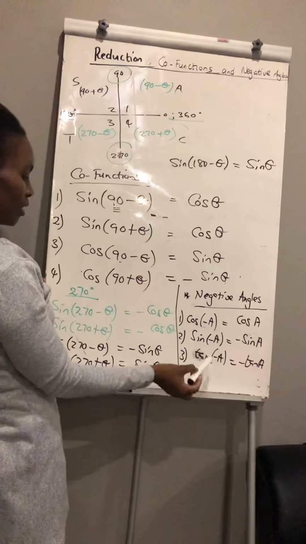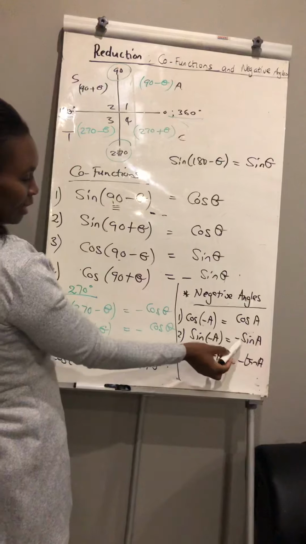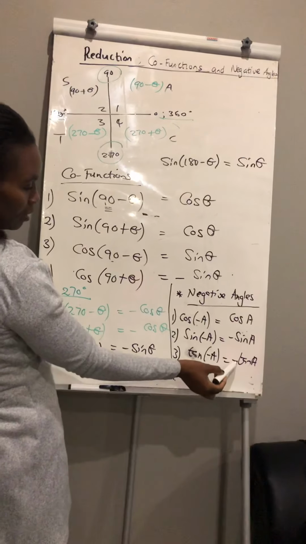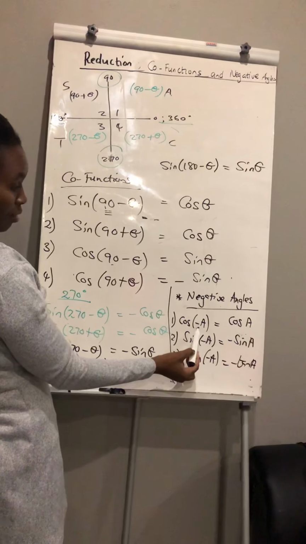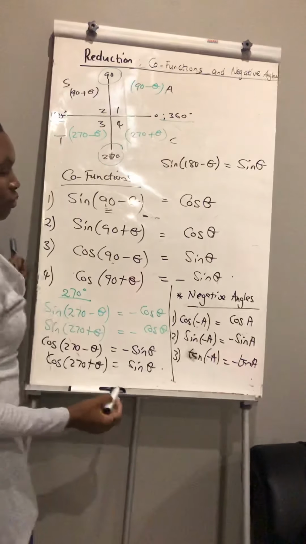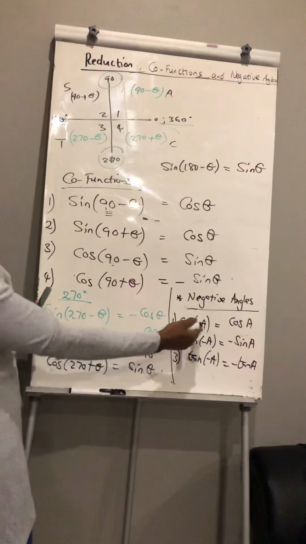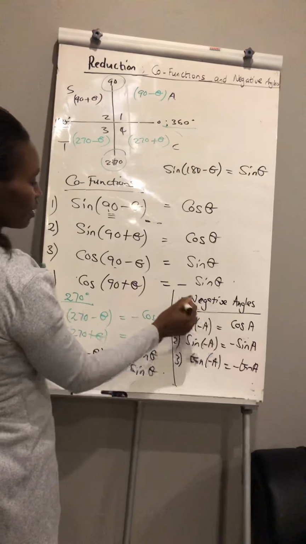What I want you to see is that if it is sine negative A, it'll be negative sine A. And the same happens with tan, the negative comes out. But for cosine, that's the only outstanding thing, it's the same. So if you say cos minus 60, you'll get a half. And if you say cos 60, you'll still get a half. So these are the things you must know.